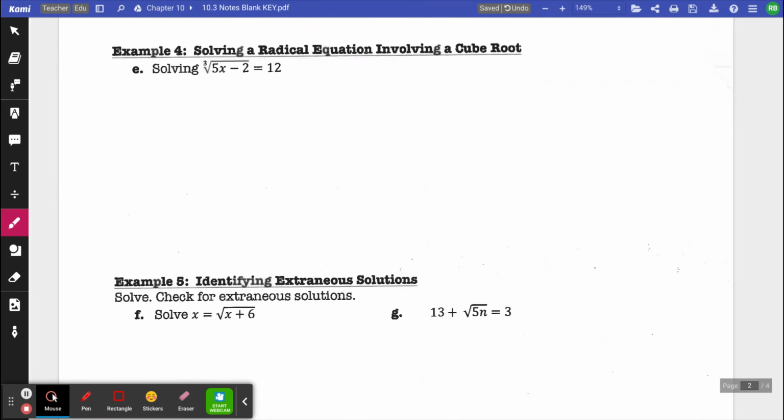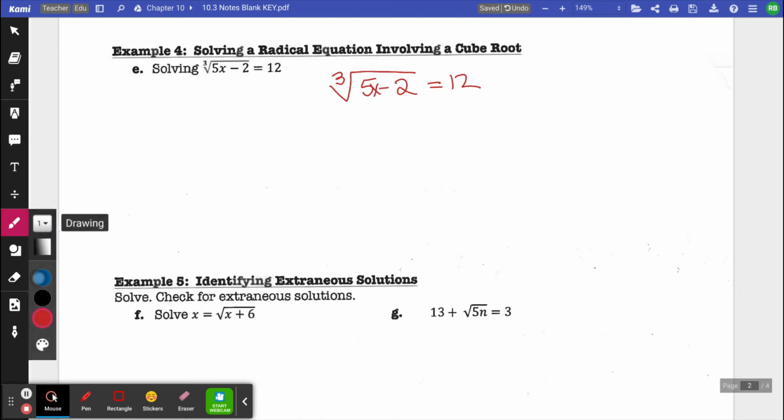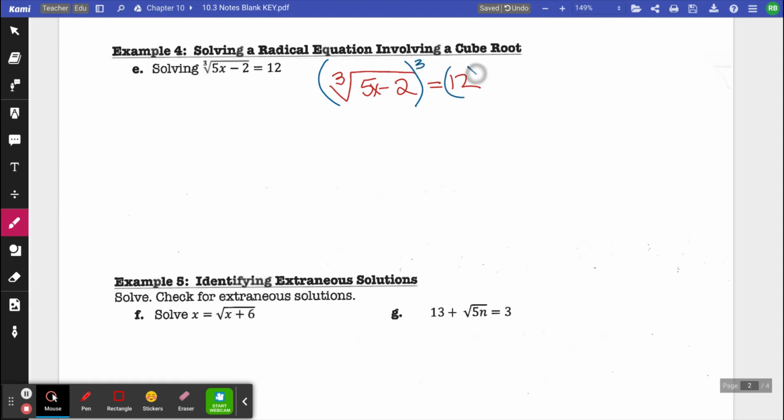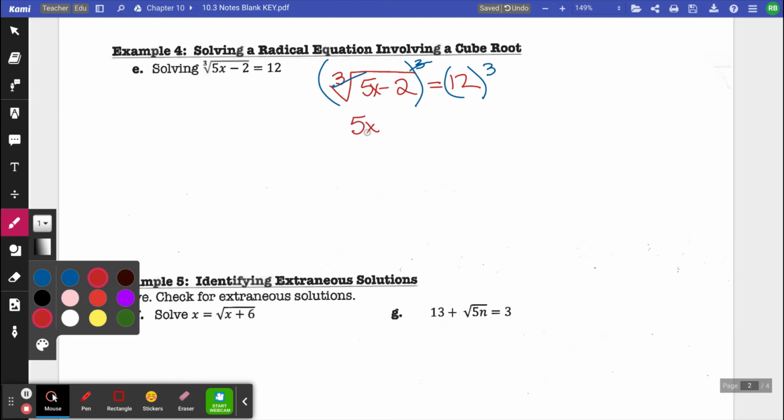Okay. You're going to want to have your calculator in front of you right now. So we have solving a radical equation involving a cube root. We have the cube root of 5x minus 2 is equal to 12. I want to get rid of the cube root. Well, what do you think would do that? Hopefully, if you said I'm going to cube it, you are correct. So if you do cube root of something cubed, it goes away. So our radicand is no longer a radicand. It's just 5x minus 2.